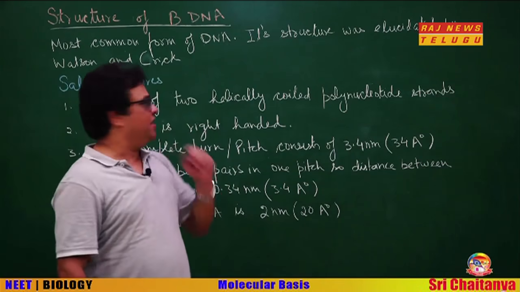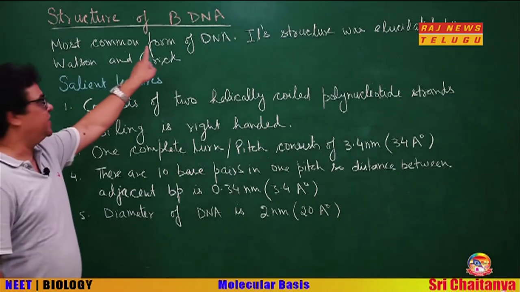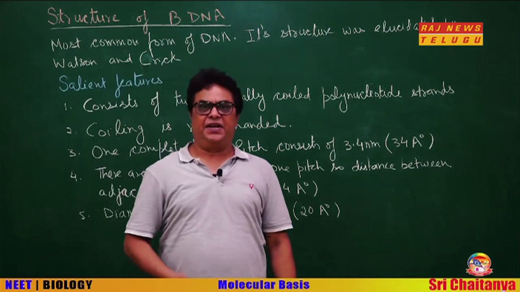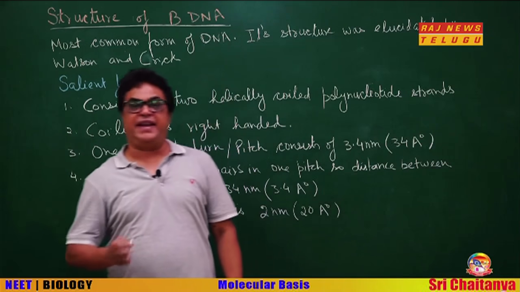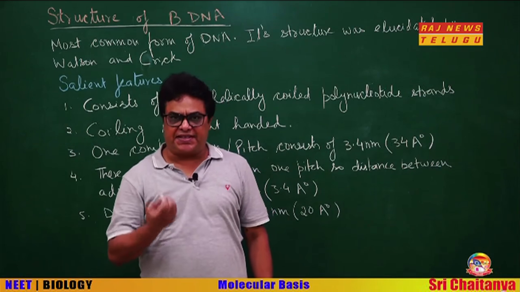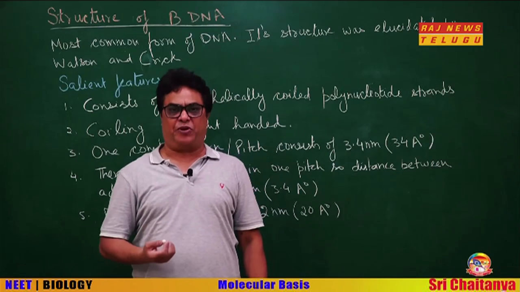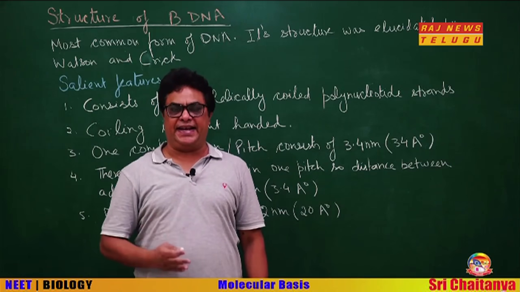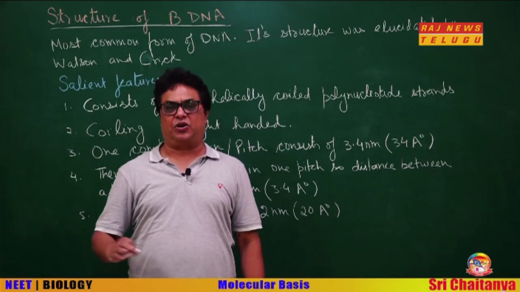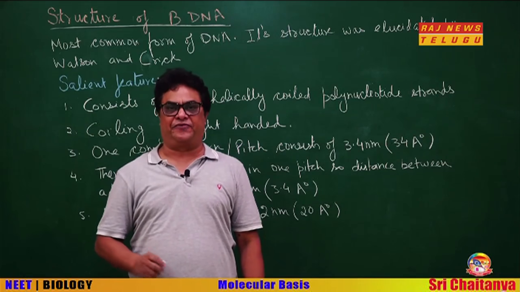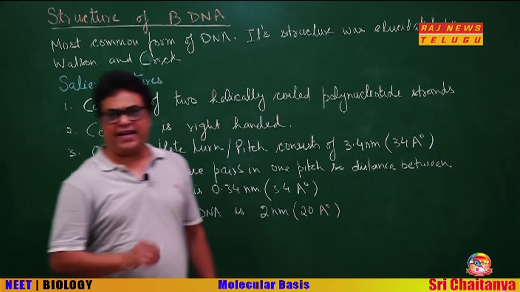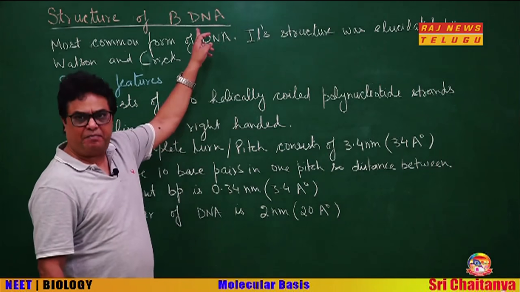Now, we are going to see the structure of DNA, that is B-DNA. Actually students, DNA exists in many forms, but the most common and the most stable form is the B form of DNA. Other forms are A-DNA, C-DNA, D-DNA, Z-DNA. These other forms are called topoisomeric forms of DNA, and these are temporary forms. Watson and Crick gave the structure of this B-DNA.